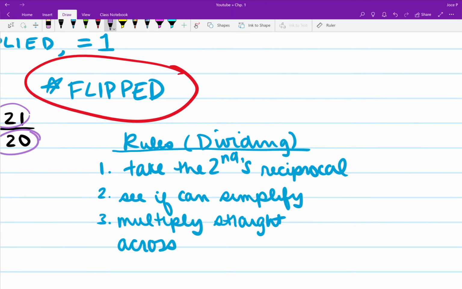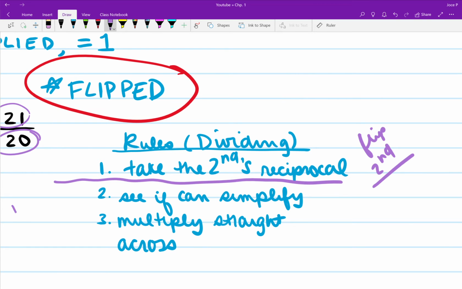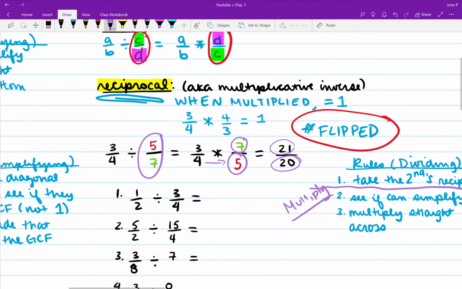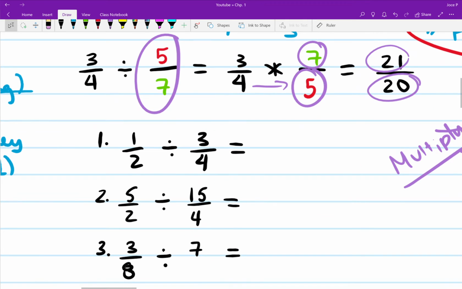So here are our rules, just to make sure. First, take the second's reciprocal. We're going to flip the second. That's all that means. Second, see if you can simplify again, because basically after step 1, it's the same thing as multiplying. Then we're just going to multiply straight across.